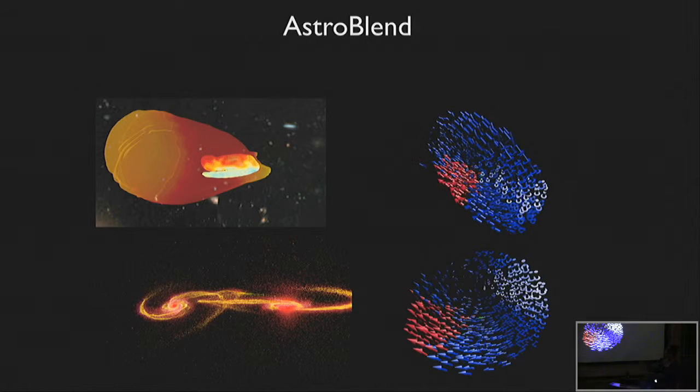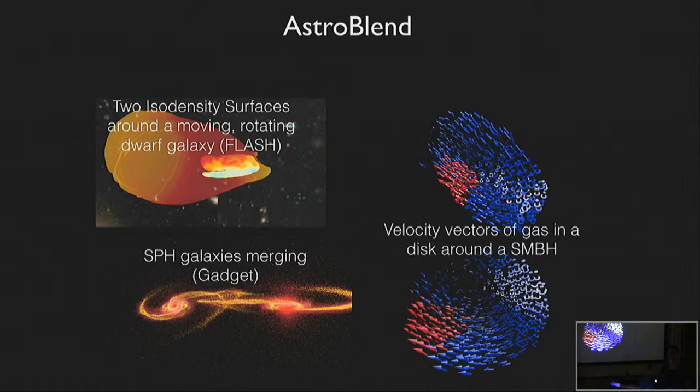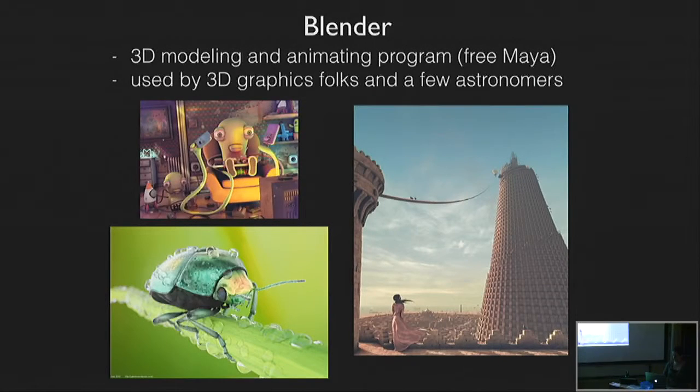Now I'm going to talk in a little more detail about stuff that I've been doing, specifically AstroBlend. These are just a few example visualizations you can do with either AMR or SPH data. You can also annotate your simulations. These are some examples of, instead of looking at a plot of streamlines, you can actually do interactive simulations with arrows and things like that. This is showing a disk around a supermassive black hole, or the particles of gas around a supermassive black hole.